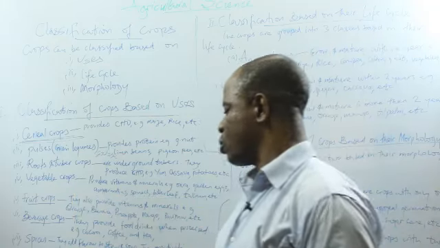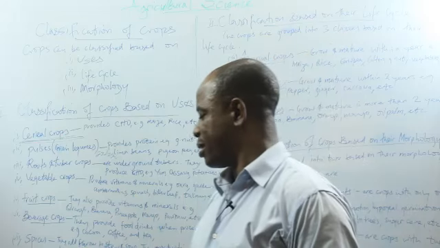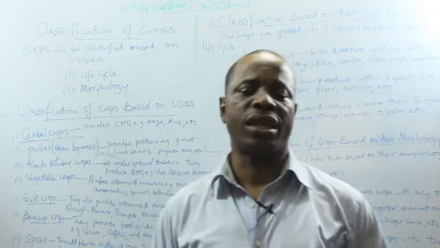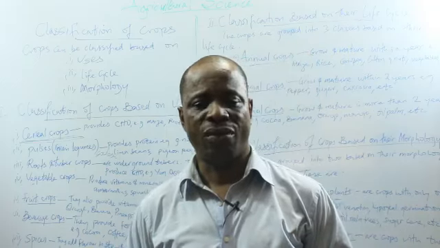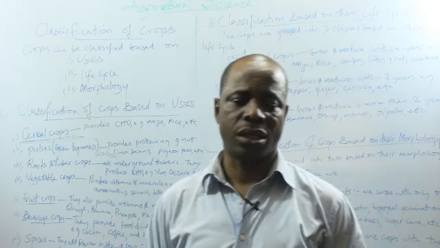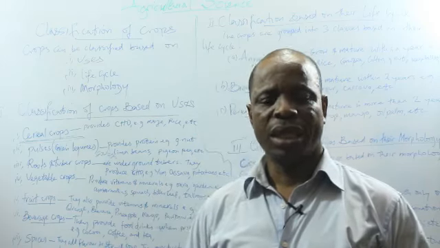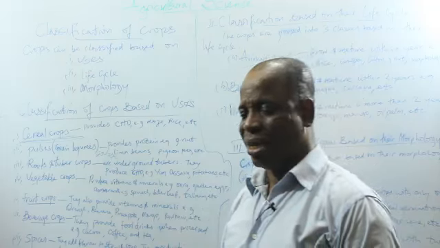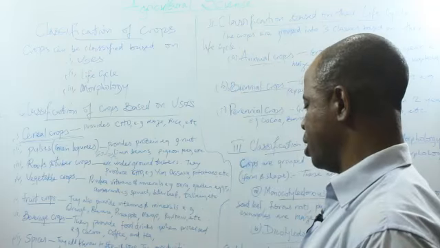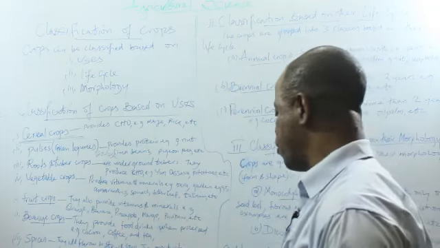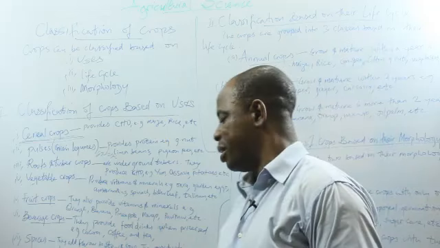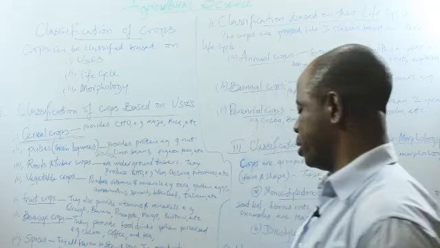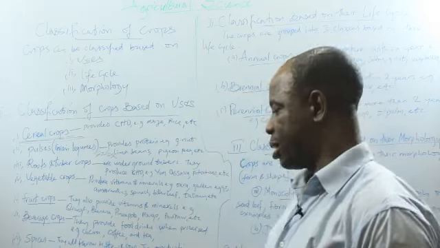Then the next one is called the spices. The spice crops are crops that are used to improve the taste and the fragrance of our food, of our soup and stew. They improve the aroma and the taste of the food we take. They are equally a source of vitamins and minerals to man. Examples include onion, pepper, ginger, garlic.